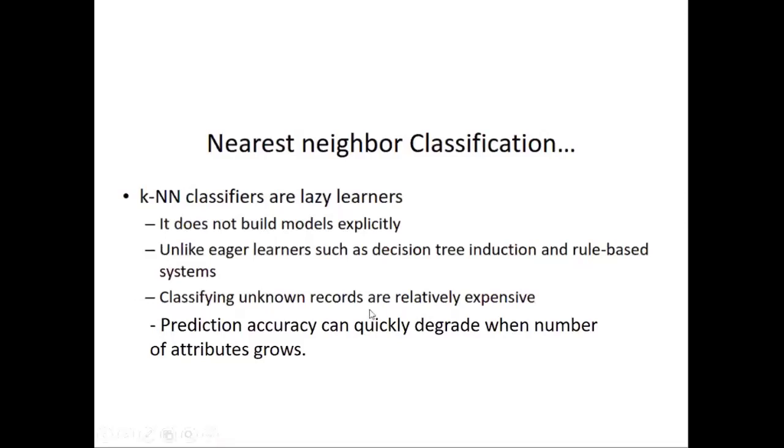In KNN, the problem is classifying unknown records is relatively expensive, because there is no particular model which you can use to classify the new data. Is it clear? Expensive means if there are 100 examples, your new data will be compared to all the 100 examples. It has to calculate the distance between new data and all the training examples. So it will take a lot of time. When data is very huge, KNN will take a lot of time. For that reason, they're saying it is computationally very expensive.